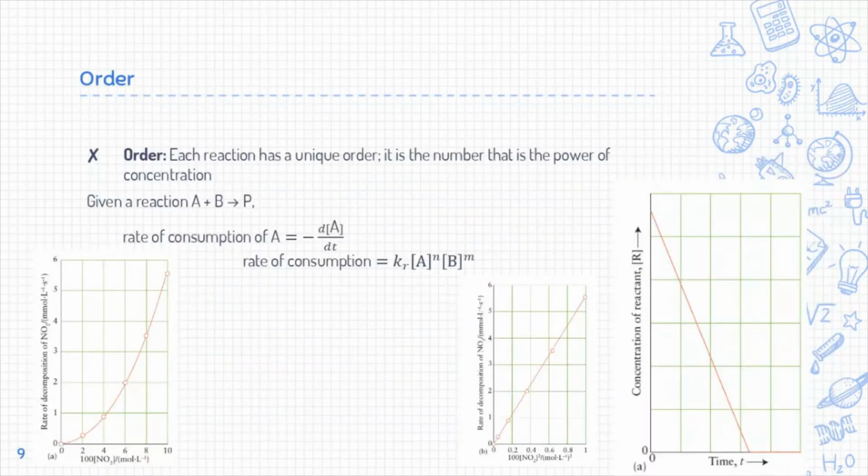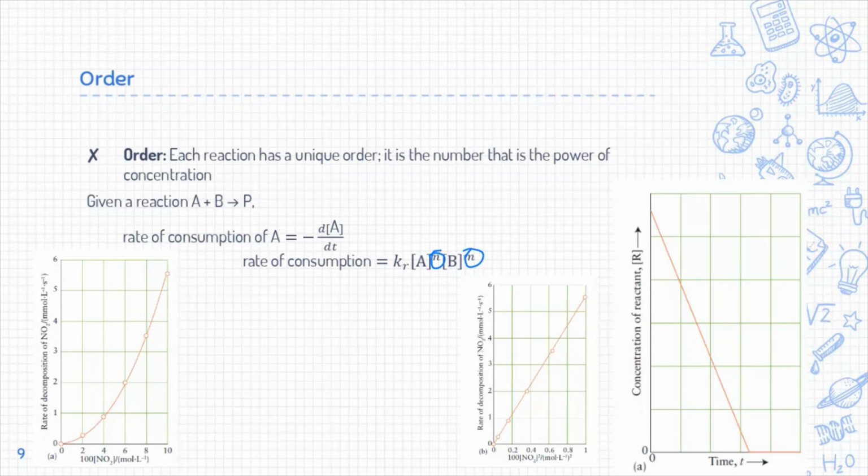So, order. Let's talk about order. Each reaction has basically a unique order, and it is the number that is the power of concentration. So in this case, it'd be N and M. These are the ones I circled. Order is something that we determine experimentally.